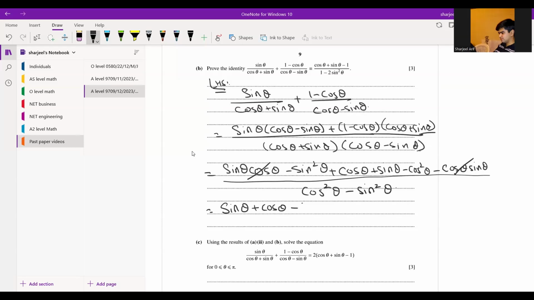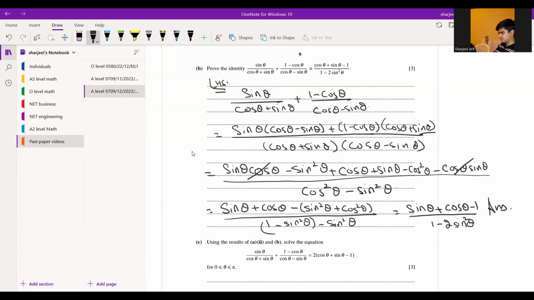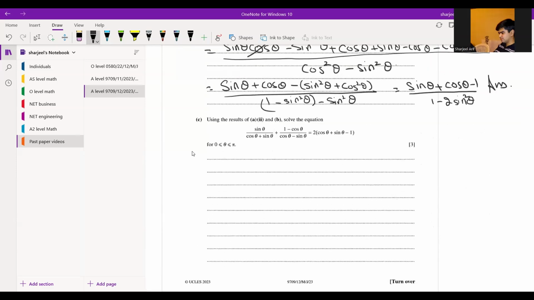We will take a minus sign common here. So in brackets, this will become sine square theta plus cos square theta. And in the denominator, we will write it as 1 minus sine square theta minus sine square theta. So this will further simplify to sine theta plus cos theta minus 1 divided by 1 minus 2 sine square theta. And this is what we have to prove. That's our answer.